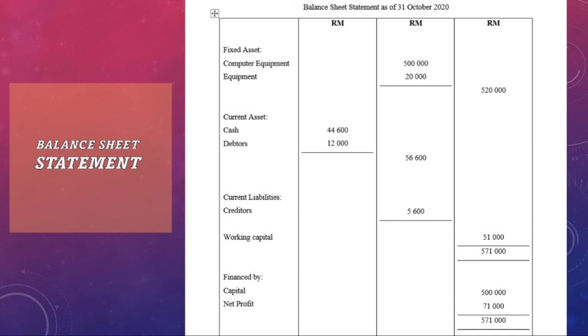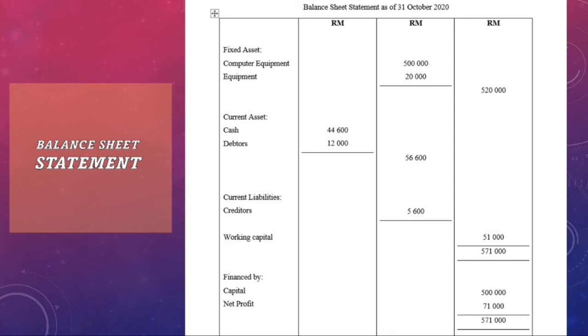Next, we will see the current asset, including cash and debtor. Cash had 44,600 and debtor had 12,000 and the total is 56,600. Besides that, the balance sheet for Mega Holding Company also has current liabilities, which are creditor with an amount of 5,600. To calculate working capital, subtract current liabilities from current asset and the total that we will get is 51,000.